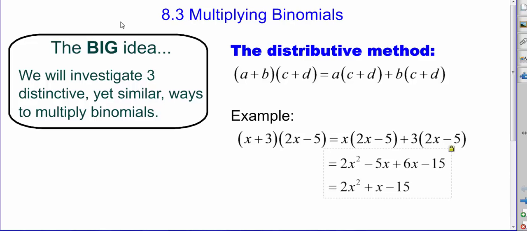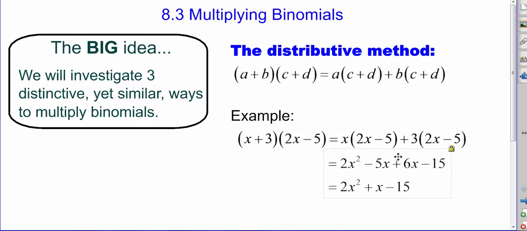Basically, in the distributive method, you're going to take the first set inside of the parentheses and break it apart, and you're going to multiply that by the second set of parentheses, like shown here. They give us an example to work with: x plus 3 quantity times 2x minus 5. The way that they did that is they take the initial value, the x, multiply it by the 2x minus 5 as shown, and then we're also going to take the 3 and multiply that times the 2x minus 5.